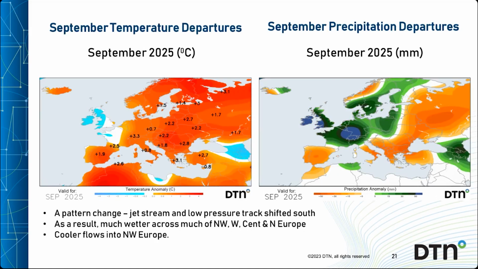In September, the pattern shifted with the jet stream and low pressure tracks moving southwards, and that led to copious rain across much of northwest, west central and northern Europe, including the Alps. But the month as a whole was warmer than normal, although cooler flows periodically came into northwest Europe with near to below average temperatures for the UK and parts of France.